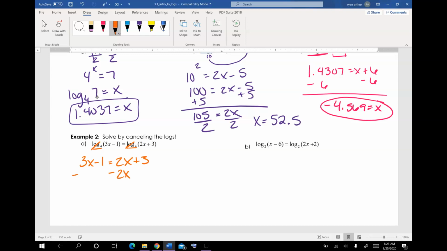I always subtract my smaller x's because I don't like dealing with negative numbers. Then I'm going to add the 1. And I get x to equal 4. Again, you can check your answers, okay?